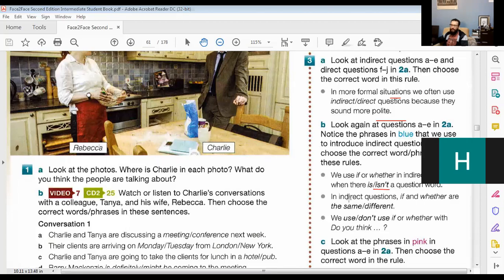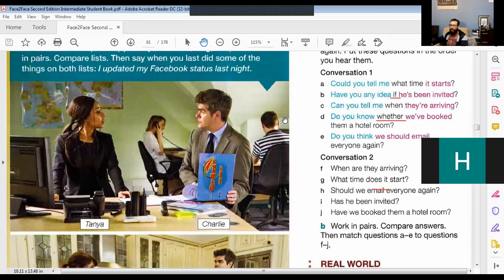All right, so again, it says in indirect questions, if and whether are the same, or if and whether are different. I think we need to go back again. Let's take a quick look. Have you any idea if he's been invited? Have you any idea whether he's been invited? Do you know if we've booked them a hotel room? Do you know whether we've booked them a hotel room? Do you feel it's the same, or do you feel it's different? The same. Okay, let's choose the same because we're going to check the summary anyway.